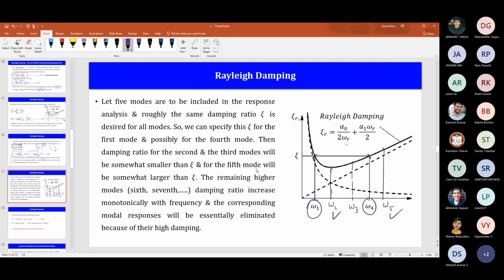So we are going to use omega 1 and omega 4, and you will see that omega 2 and omega 3 will be a little bit lower than that, which is reasonably okay. Omega 5 is slightly higher, and the other higher modes are not as important, since the damping for those modes is high, so their response quickly dies out. The remaining higher modes, 6, 7, have damping ratios that increase monotonically with frequency, and the corresponding modal responses will be essentially eliminated because of their high damping.